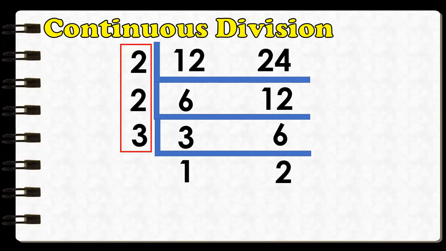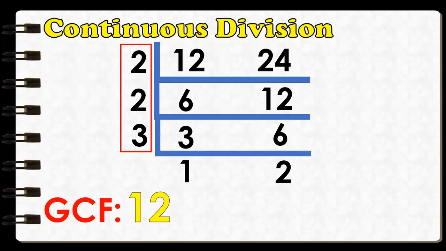Get all the common divisors. We have 2, 2, and 3. So after that, you're going to multiply. 2 times 2 times 3 is equal to 12. That's why 12 is the greatest common factor of 12 and 24.